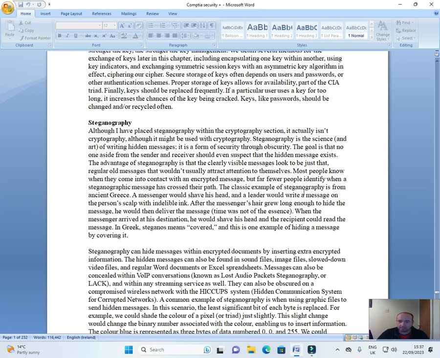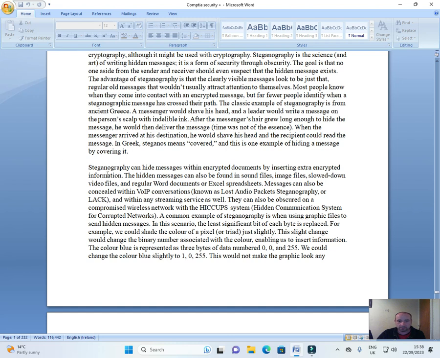The classic example of steganography is from ancient Greece. A messenger would shave his head and a leader would write a message on the person's scalp with indelible ink. After the messenger's hair grew long enough to hide the message, he would deliver it. Time was of no essence. When the messenger arrived at the destination, he would shave his head and the recipient could read the message. In Greek, Steganographos means covered, and this is one example of hiding a message by covering it.